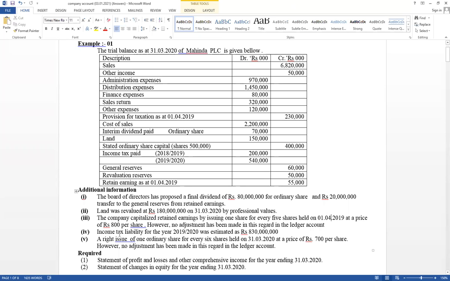The next one, income tax adjustment. It has given the income tax liability for the year 2019/20 was estimated at 830,000. Therefore, this is the income tax liability for the year, relevant for income tax adjustment. And fifth one, relevant for rights issue. It has given a rights issue of one ordinary share for every 6 shares held on 31st March 20. Therefore, the rights issue is given at the end of the current period. Per share price is also given.